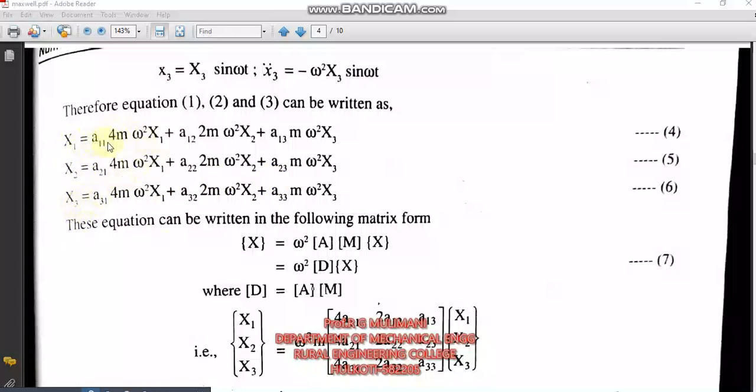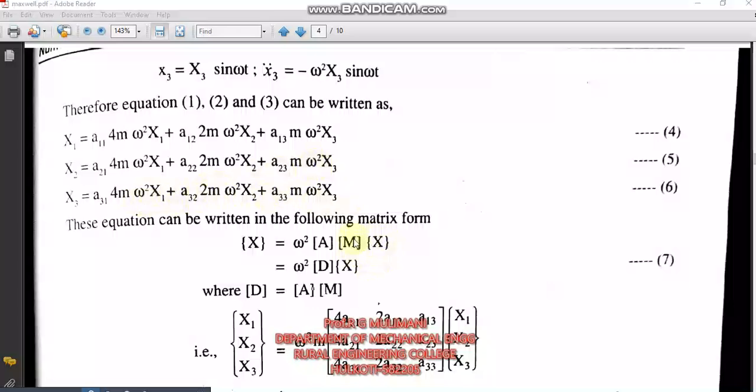It is A11 4m omega square x1. In all the equations, the mass and omega square are common. Now we have 3 equations, and they can be represented in this form. Omega square is common in all the terms, so it is taken outside, and this A is the influence coefficient matrix: A11, A12, A13, A21, A22, A23, A31, A32, A33. It is a 3 by 3 matrix. It is the influence coefficient matrix, and this is the mass matrix: 4m, 2m, m, 4m, 2m, m, 4m, 2m, m.